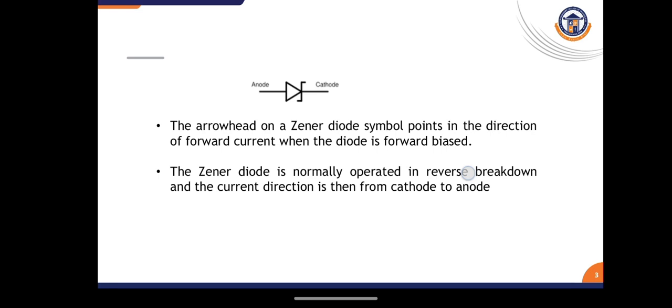That is explained here. The arrowhead of a Zener diode symbol points in the direction of forward current when the diode is forward biased, and when the Zener diode is normally operated in the reverse bias condition, in that case the current direction will be from cathode to anode.